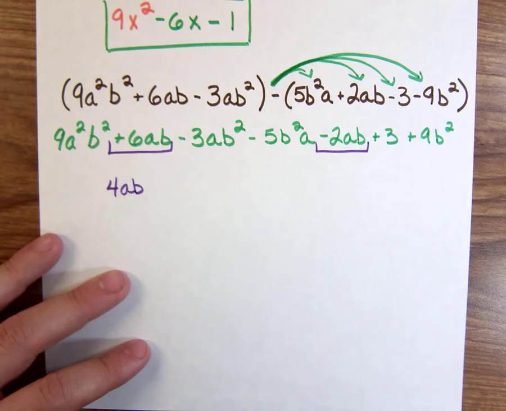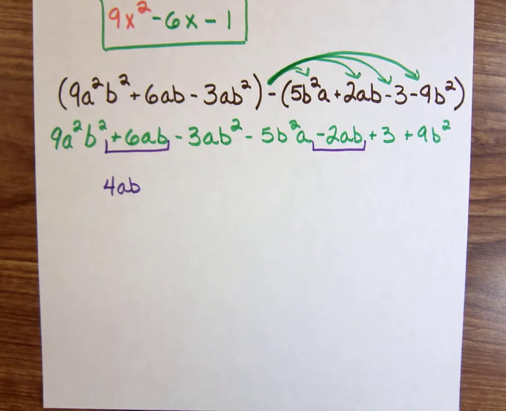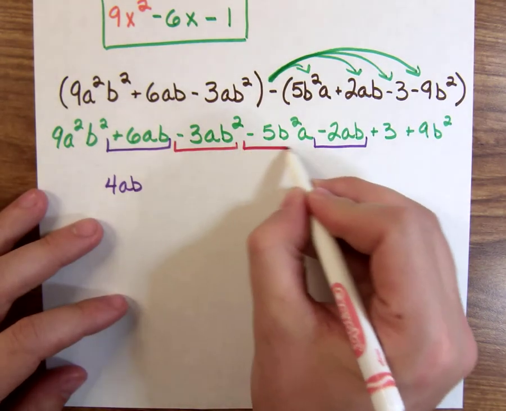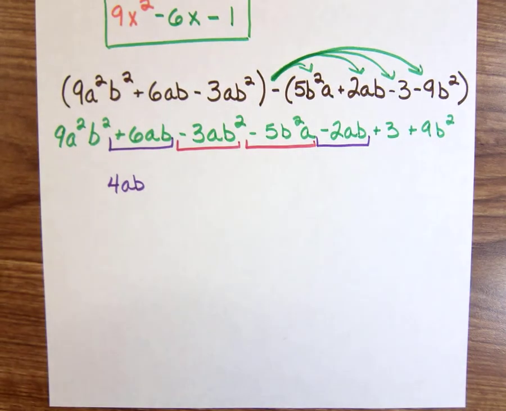All right, what else you got? Can you do the 9a squared b squared and the 5a squared? No, because the 5 just has an a, not a squared. What about negative 3ab squared and 9b squared? No, because the 9 doesn't have an a. The negative 3ab squared and the negative 5ab squared. There we go. You guys are so easy to trick with the order. It's multiplication, the order doesn't matter. Those both have an a and a b squared, so I can combine those.